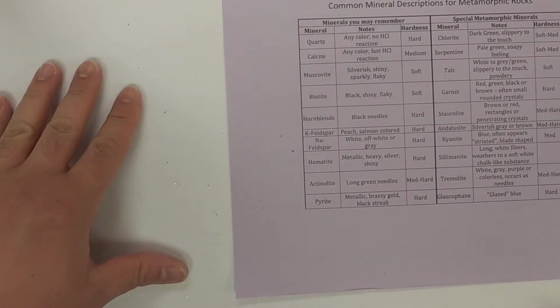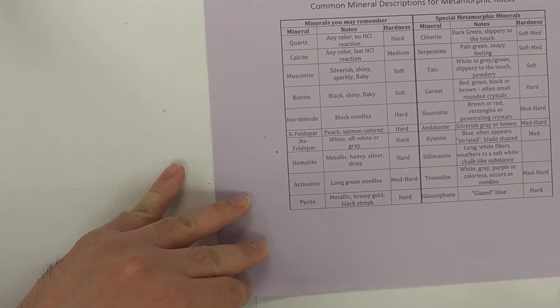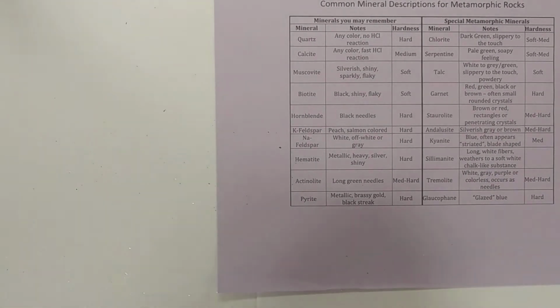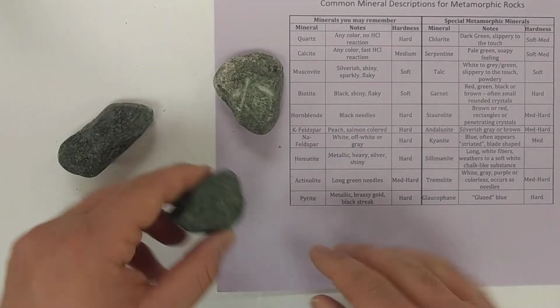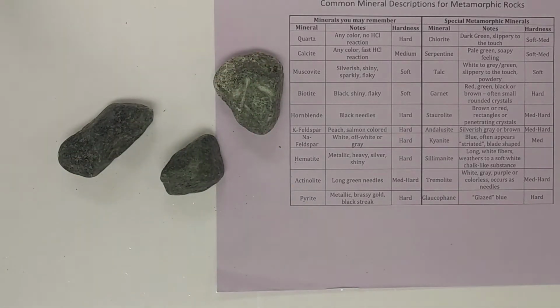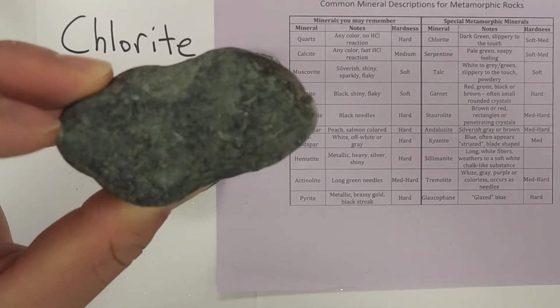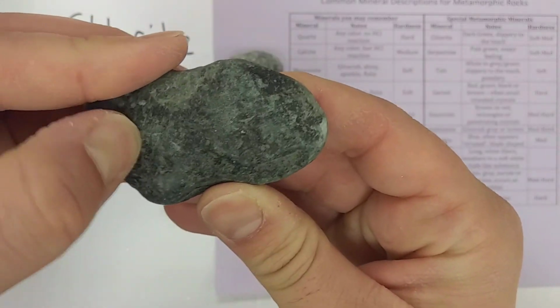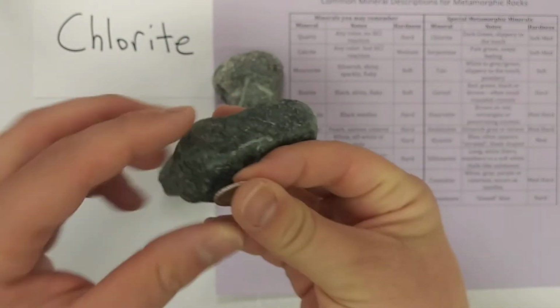Next up, we have chlorite. And chlorite is a common metamorphic mineral in the sense that a lot of the mafic igneous minerals will turn into chlorite as part of their metamorphic process here with the addition of heat. So chlorite is dark green. It is soft somewhat. You can scratch it with a copper penny.